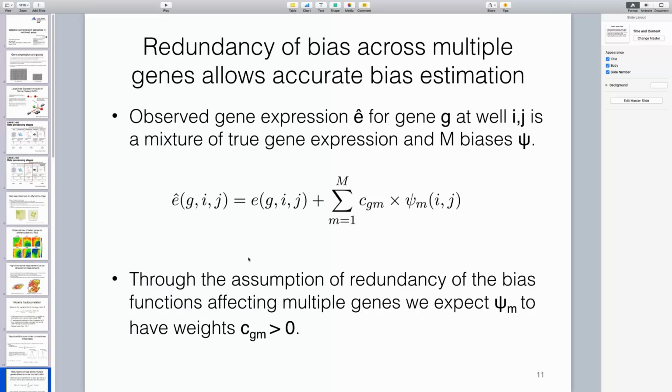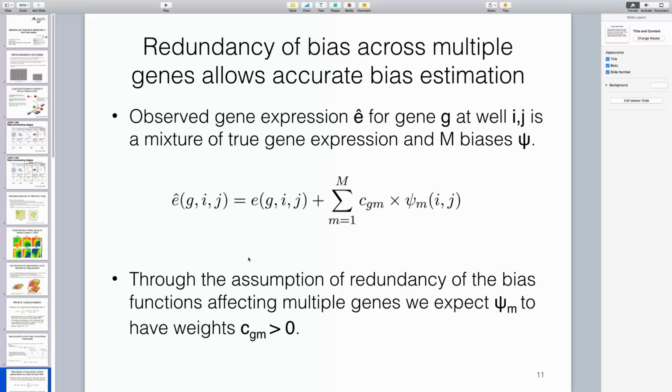Okay, so how would we want to approach this? I mentioned before that the problem is technically a three-dimensional problem, which is nice. So how can we describe the bias that we see? We have this observed gene expression, E hat, let's call it, and it's defined for a gene at a given well location. On the plate it might be in the first row and the first column.